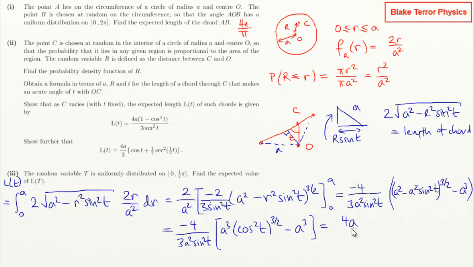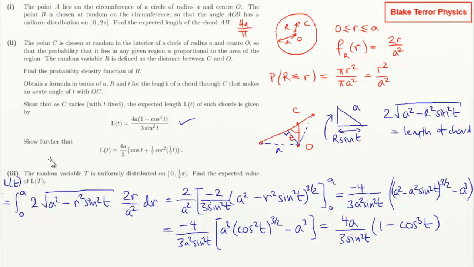And so I've got a 4a over 3 sine squared t, so that looks good. And then I've got a 1 minus cos cubed t, which also looks good. So is that exactly what they wanted? Yes, it is. Right, good, I'm happy with that.